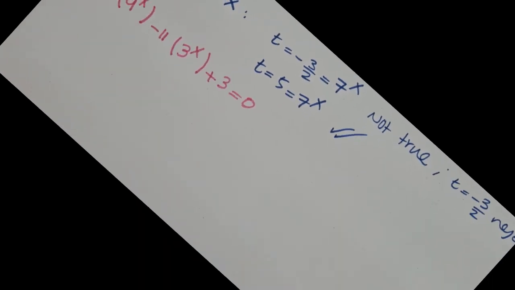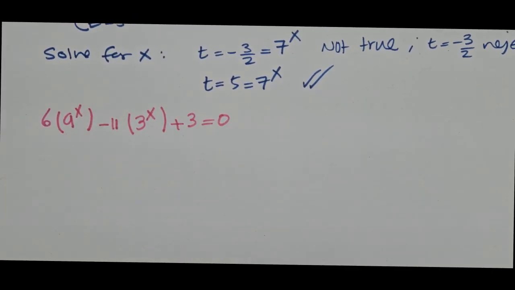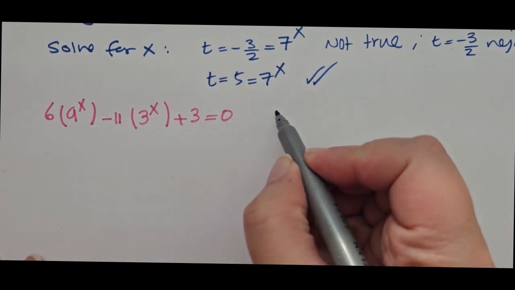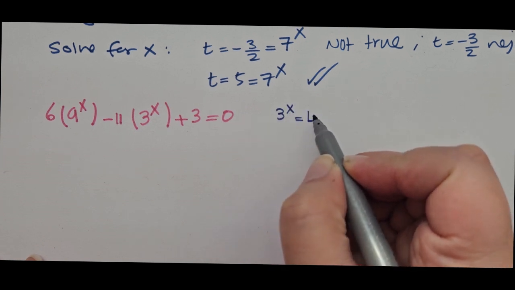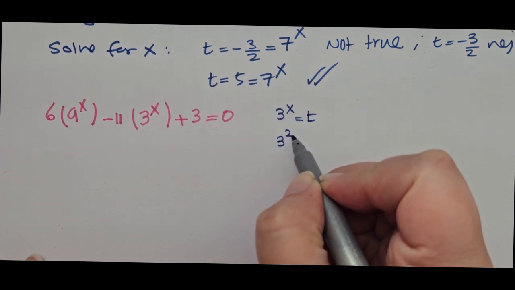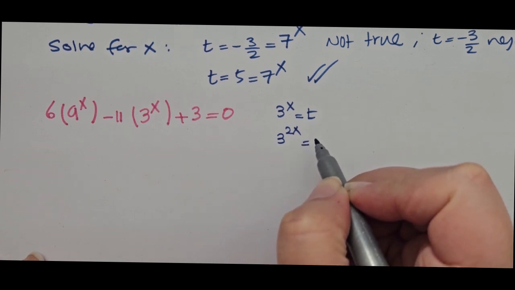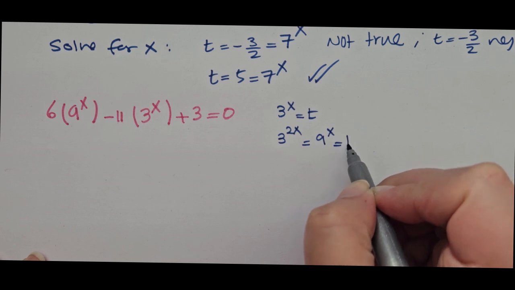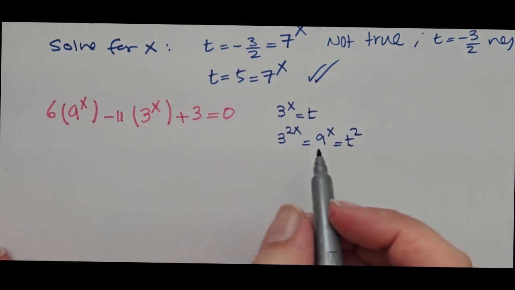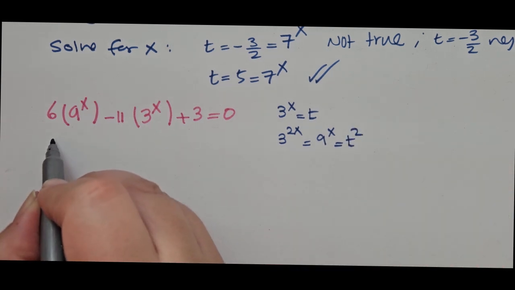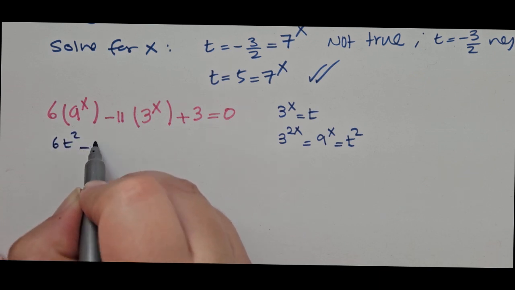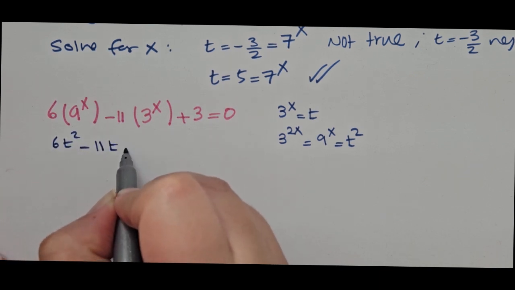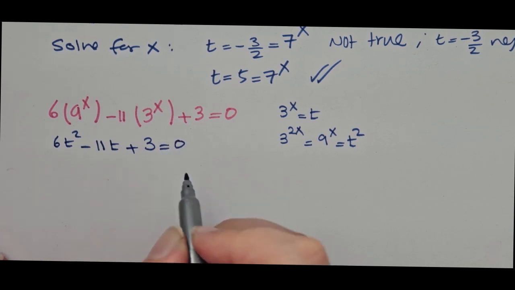Okay, this is another example which reminds us of a quadratic equation. Here we use the change of variable again. This time we use 3 to the power x as t. So 3 to the power 2x, or in other words, 9 to the power x, is t squared, right? If I replace it here, the equation would be 6t squared minus 11t plus 3 equal to 0.